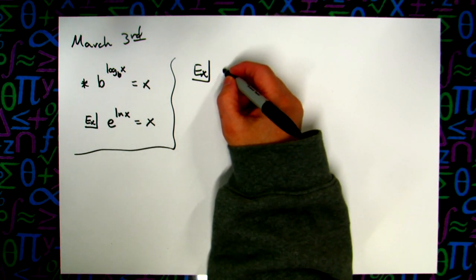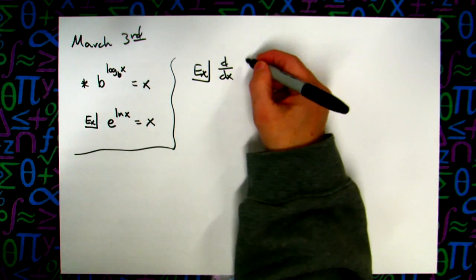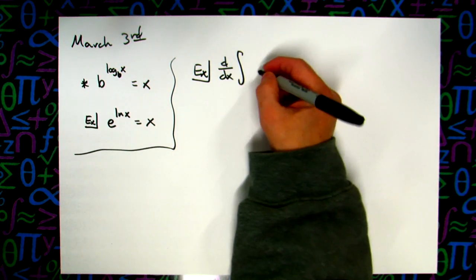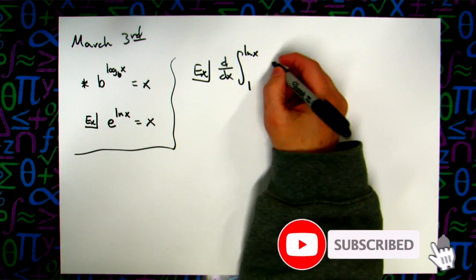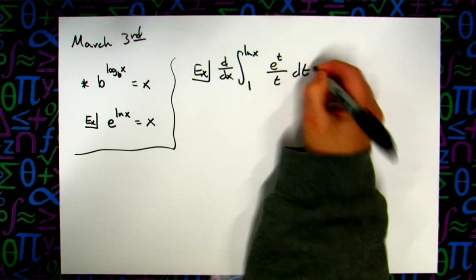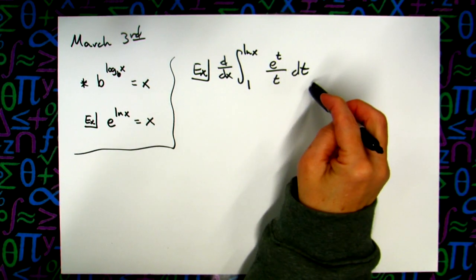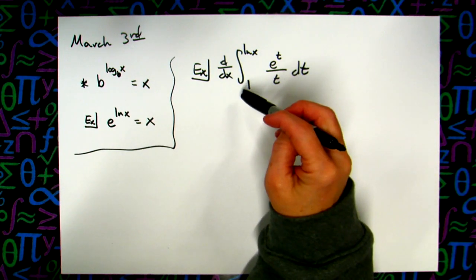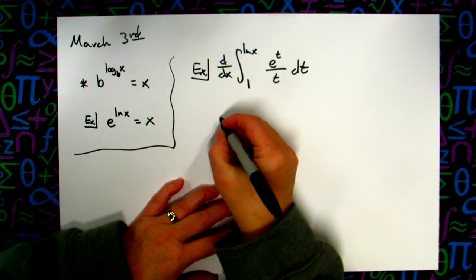Let's say I want to do d/dx. So let's do the derivative of an integral problem. Let's make the lower limit a 1, the upper limit natural log of x, and the integrand e raised to the t all over t, dt. I think this is going to work. Do we remember this as the second fundamental theorem of calculus? Taking the derivative of the integral means we take the top, plug it in, multiply by the derivative of the top, then subtract taking the bottom, plugging it in, and multiplying by the derivative of the bottom. Since the bottom is a constant, that whole second part drops off. Let's start and see what happens.